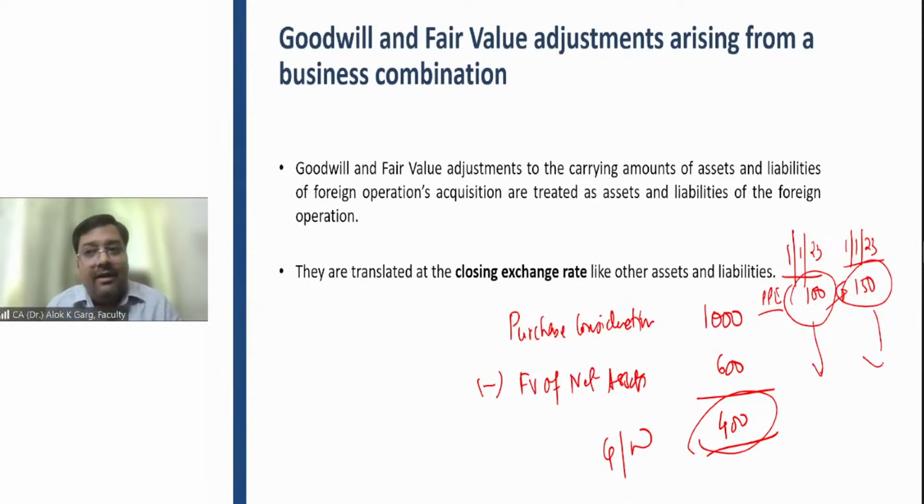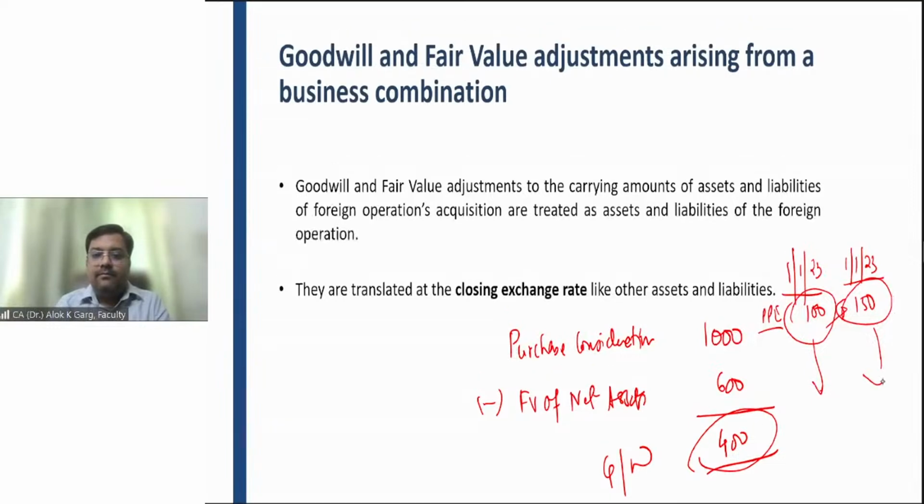So friends, goodwill and the assets and liabilities at fair value have to be translated at the closing rate like other assets and liabilities. This is the only clarification which is given by Ind AS 21. Is that clear? Yeah. Okay.